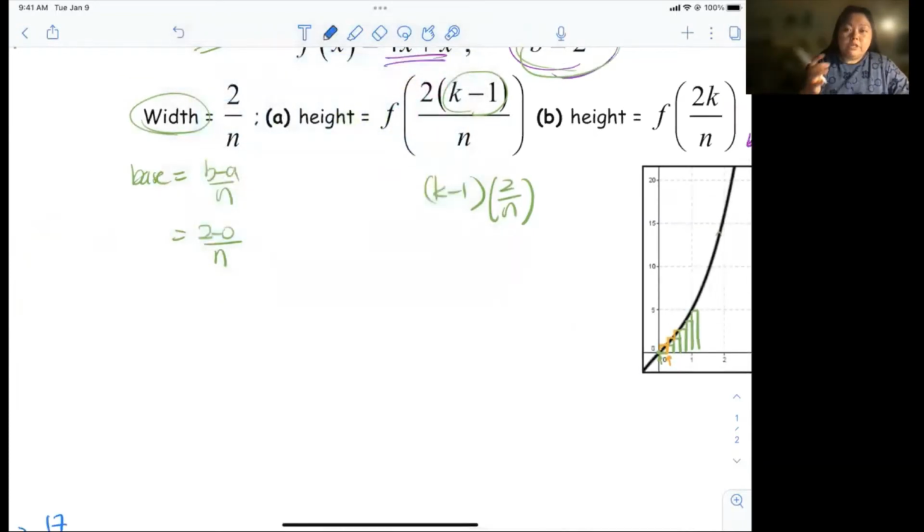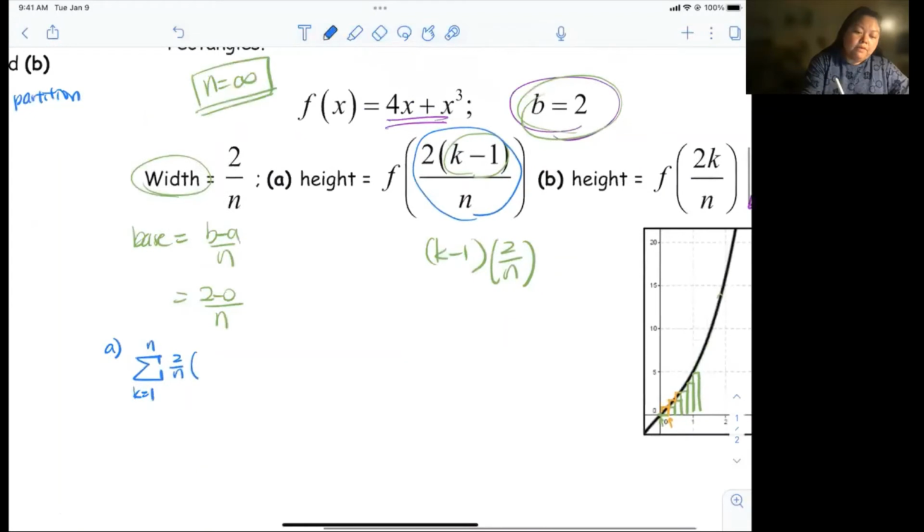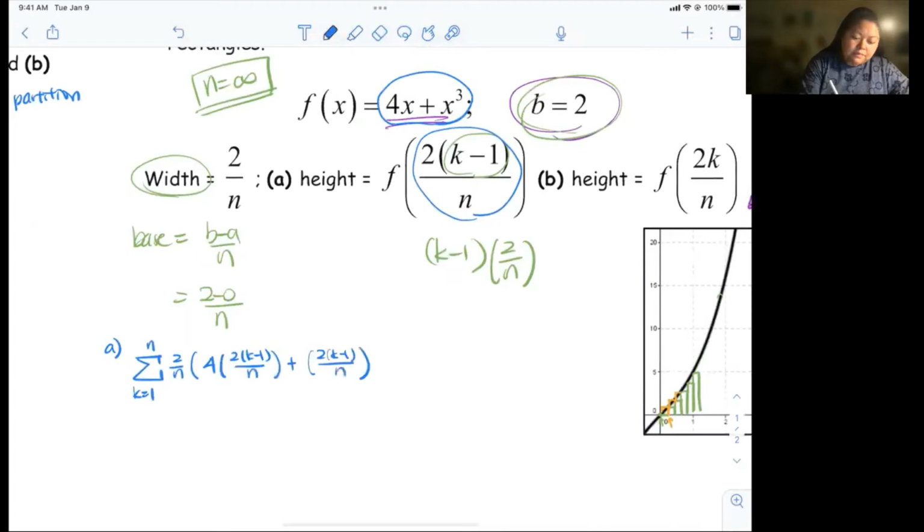All right, so what are we doing? We're adding up infinitely many of these rectangles, base times height. So we are adding up, k equals 1 to infinity, rectangles of base times the height times the function, plugging in these numbers all the time. What is my function? My function is 4x plus x cubed. So 4x, that's my x, plus x cubed.